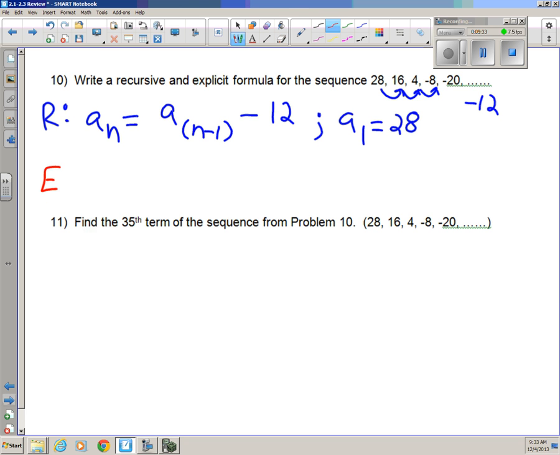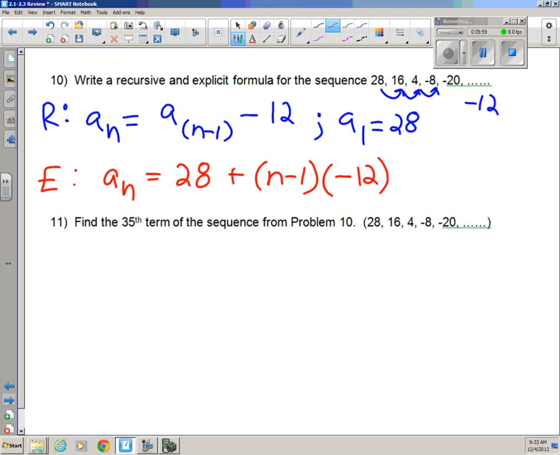Your explicit basically says, okay, well, for the term value that I want, I better know my first number. My first number is 28. And then from there, what I'm going to have to do is take the n minus 1, and I'm going to multiply that thing by -12.